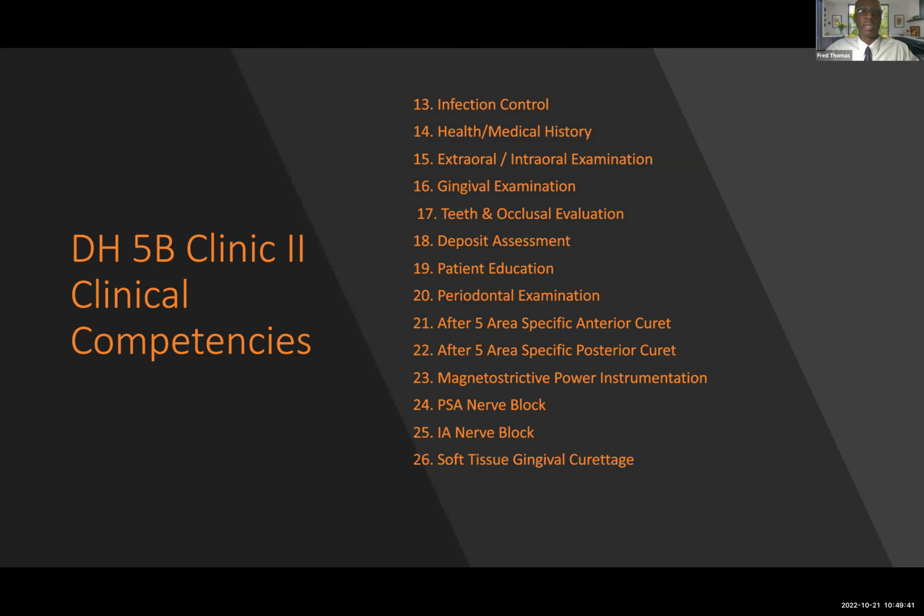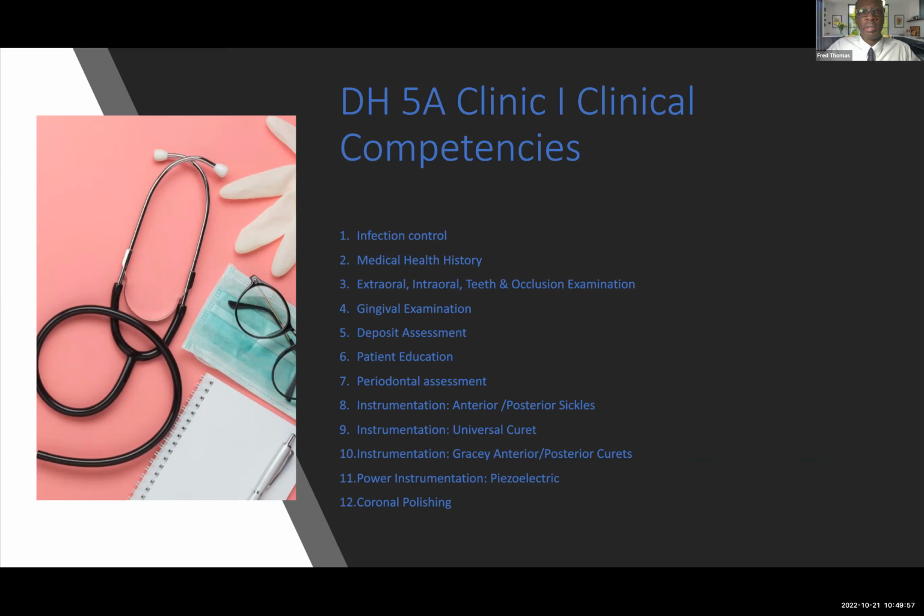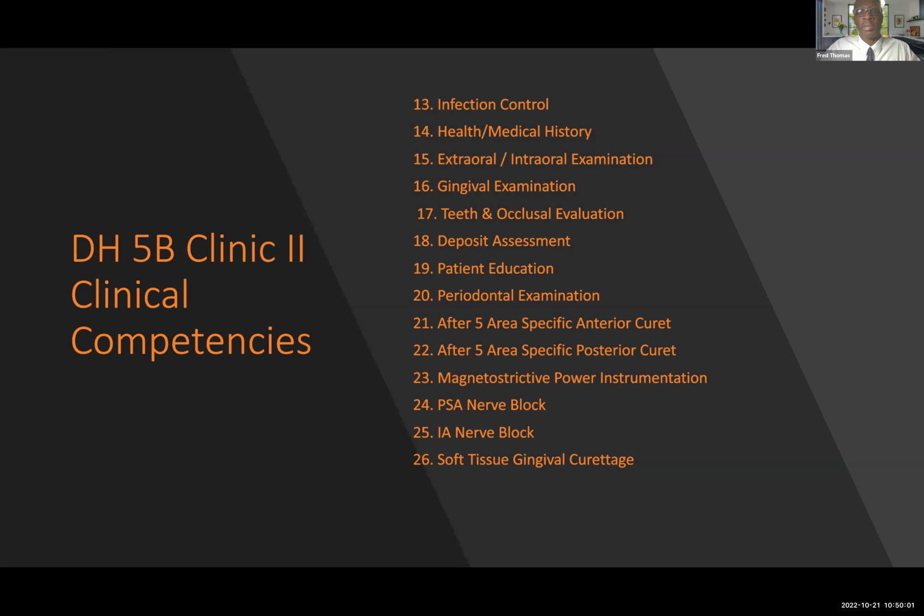Second year clinic, which is DH5B, 13 through 26. These are a list of those competencies. So you may have noticed that you're seeing a lot of duplicates. In 5A, there are infection control and medical health history. Same here: infection control, medical health history, extraoral, intraoral exam. So a lot of duplicates in the beginning of these competencies depending on the clinic.